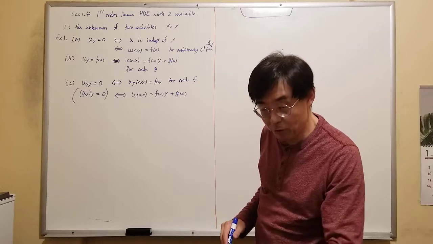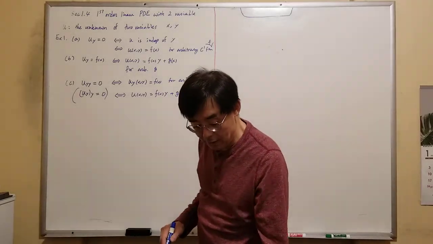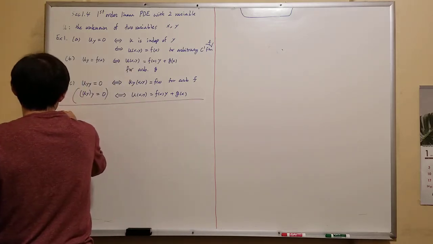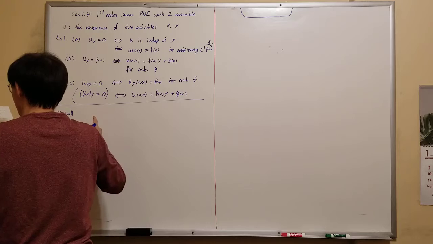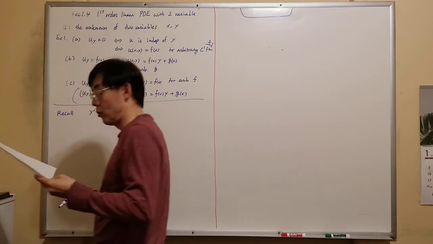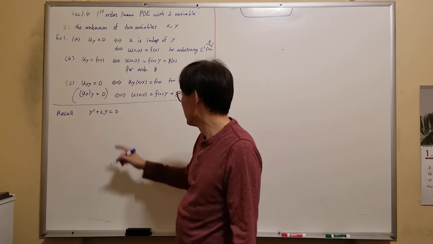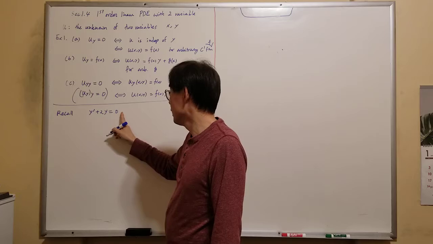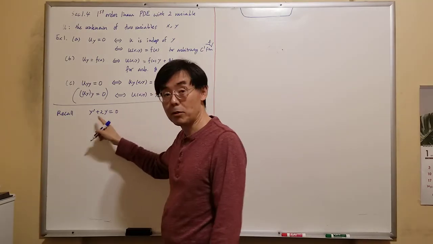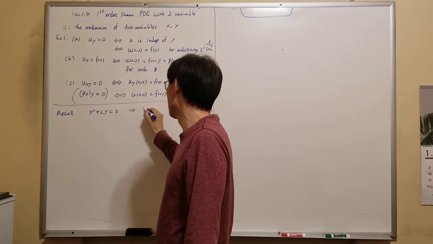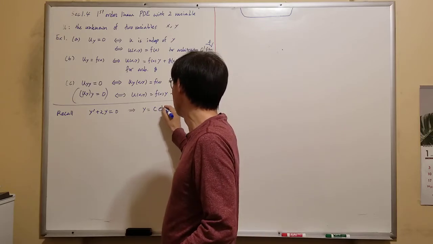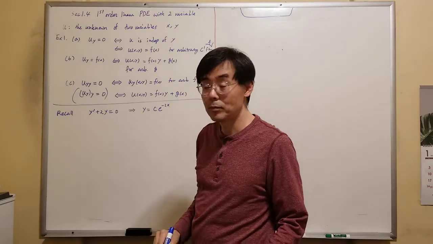Now, before we move on to the next level of example, let's recall what you learned in ODE. When you have this, you can consider this as a linear ODE or a separable equation. So anyway, this is the exponential model, right? So then you get y equals some constant c times e to the negative 2x, right?